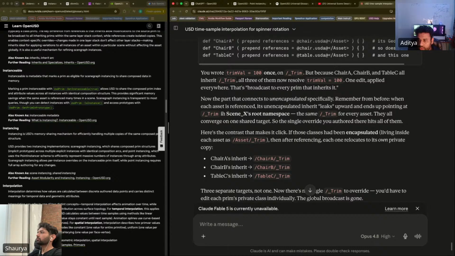Will the broadcast be in the asset file as well, or only to the descendants of the scene, CNX, in OpenUSD?